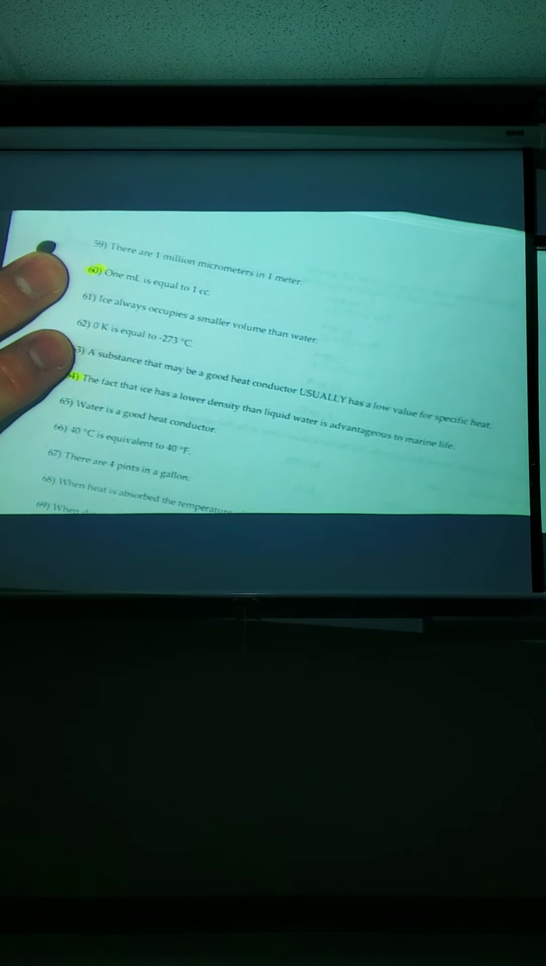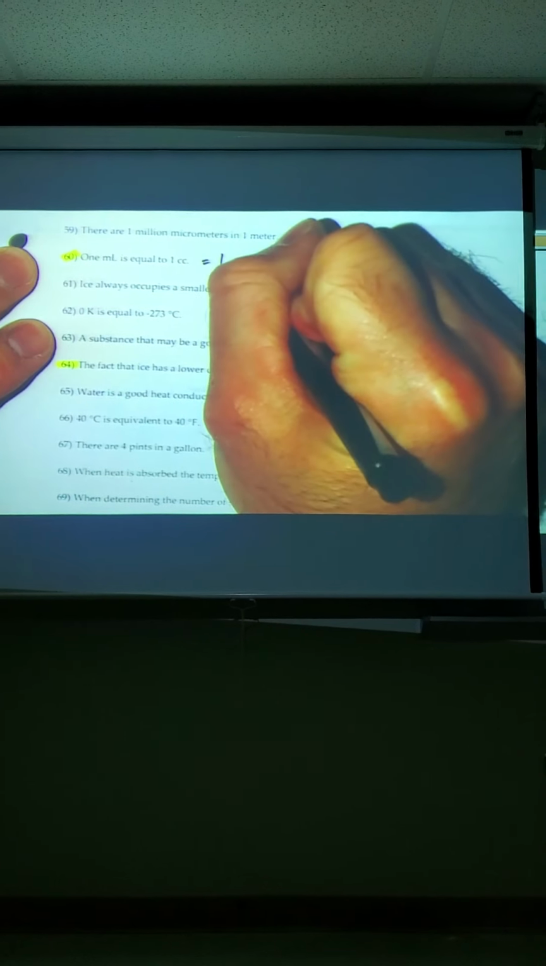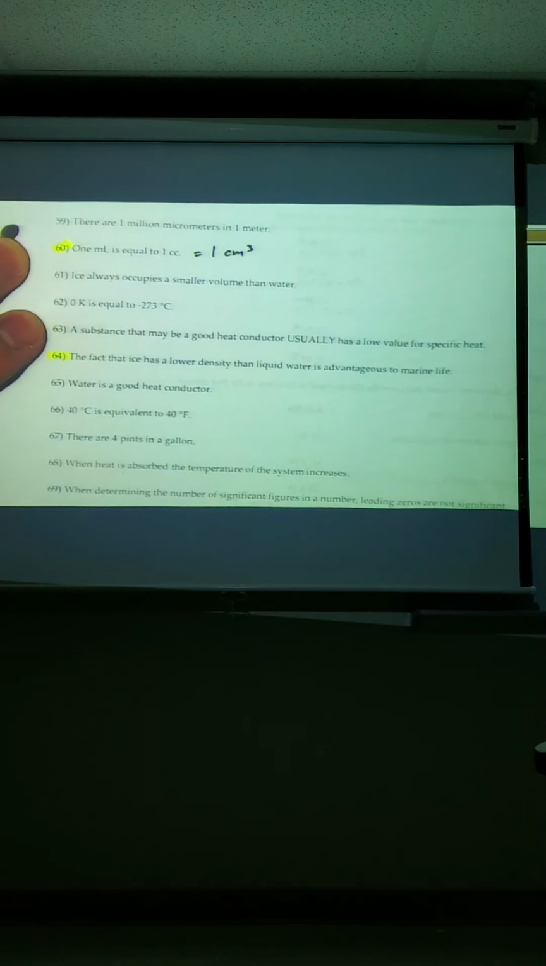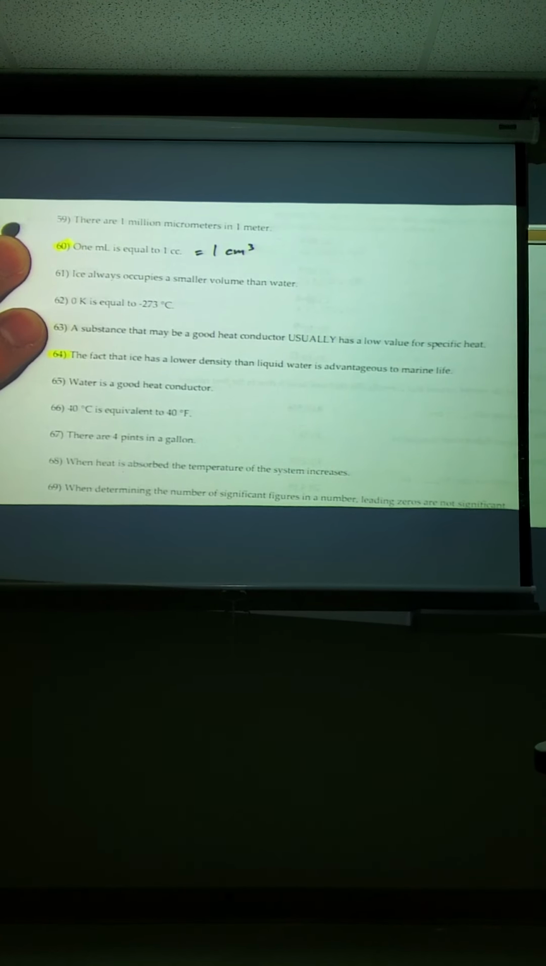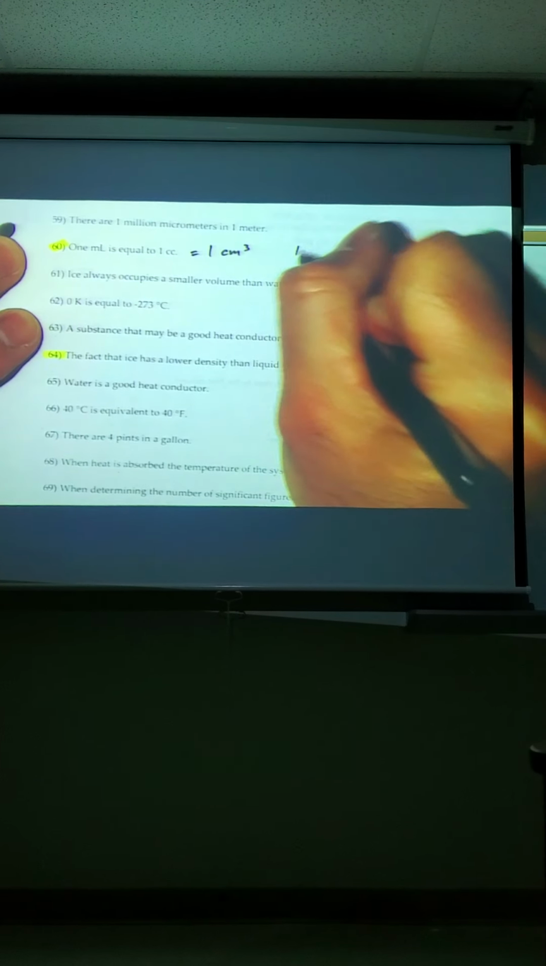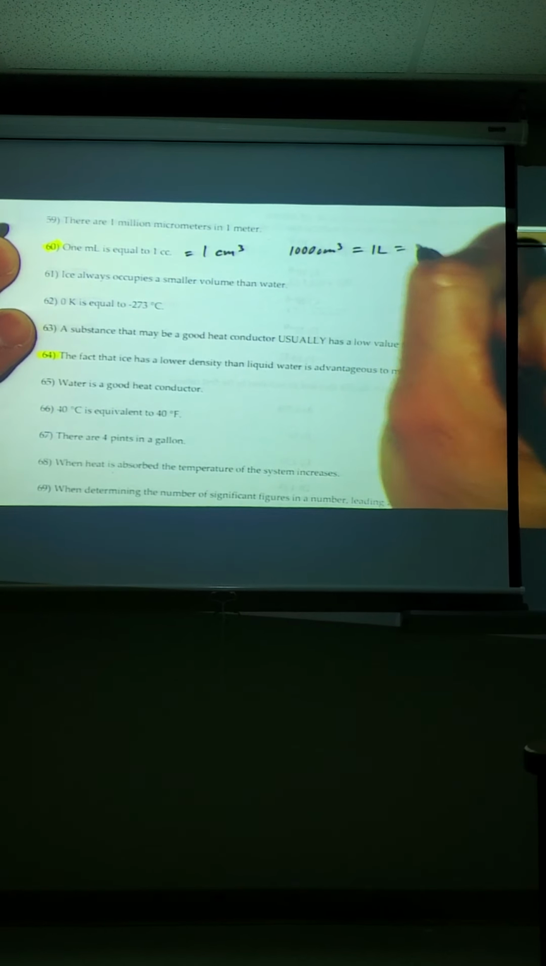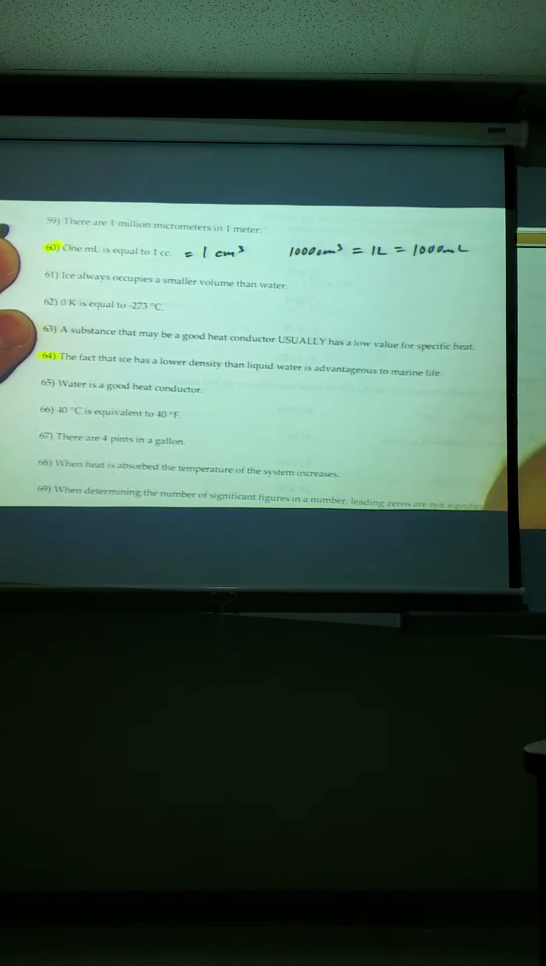1 milliliter is equivalent to 1 cc. 1 cc is 1 centimeter cubed. So 1 centimeter by 1 centimeter by 1 centimeter is 1 milliliter. And that's why 1,000 centimeters cubed is equal to 1 liter, because that's also equal to 1,000 milliliters. So that's a useful hint.